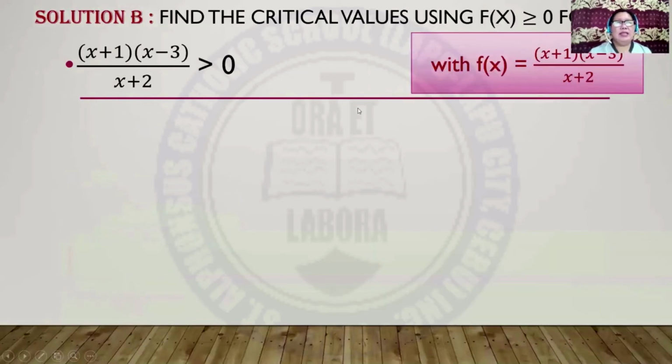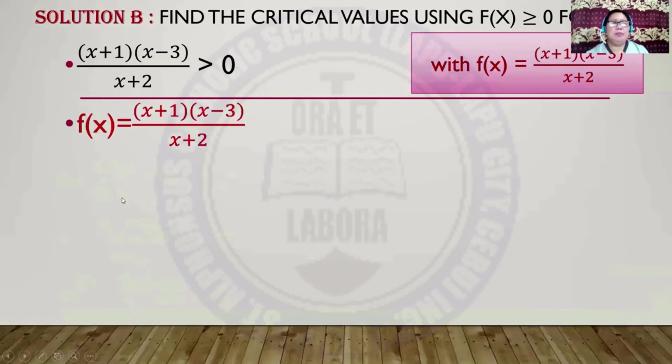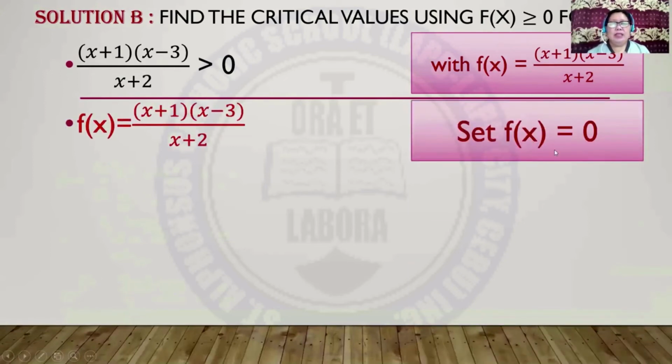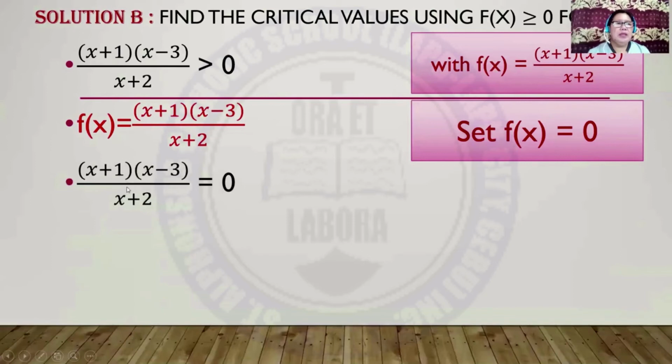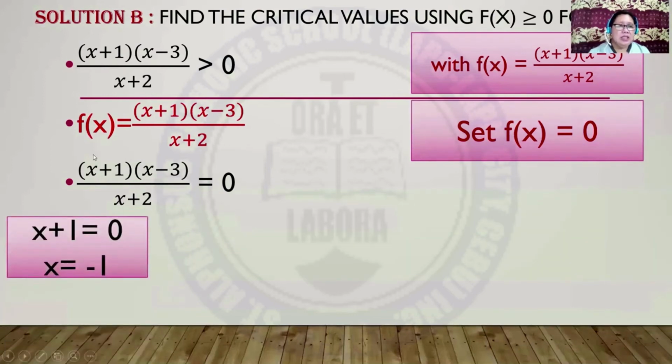Then, for the second step, you have to find the critical values using the f of x greater than or equal to 0 form. So with this, at this time, you have to set f of x equal to 0. So you change this into 0. And then you can apply the symmetric property of equality. So you can interchange the position. So we have like this. And we have to set each factor or each binomial to 0.